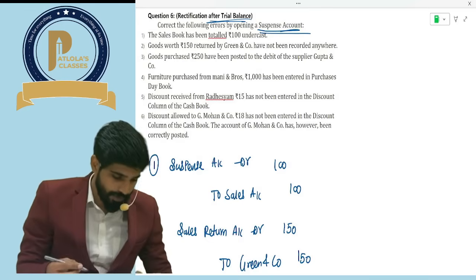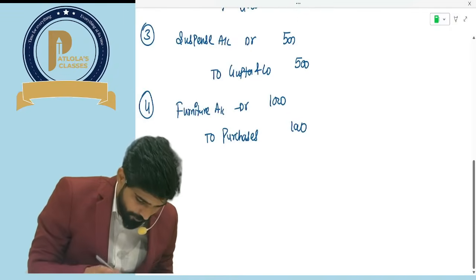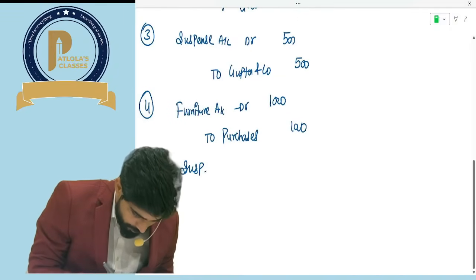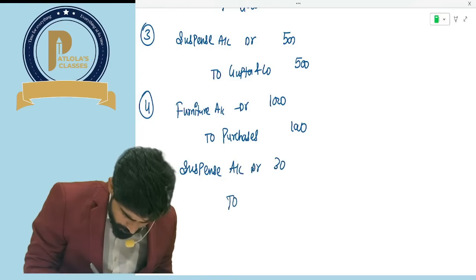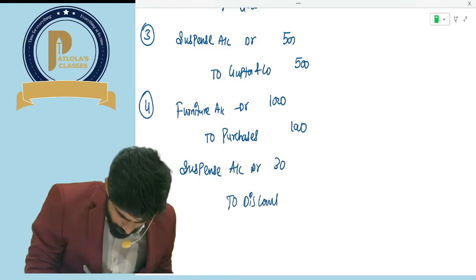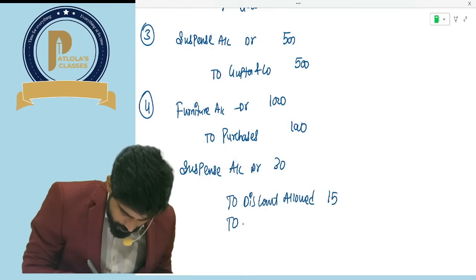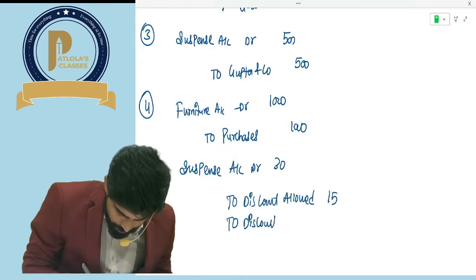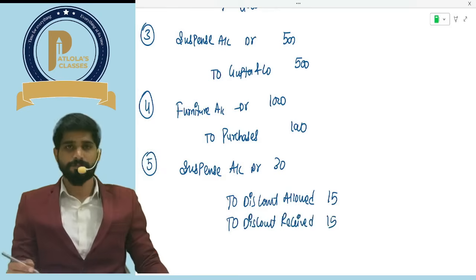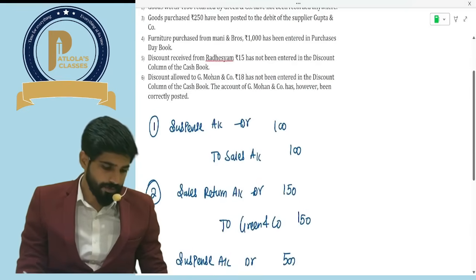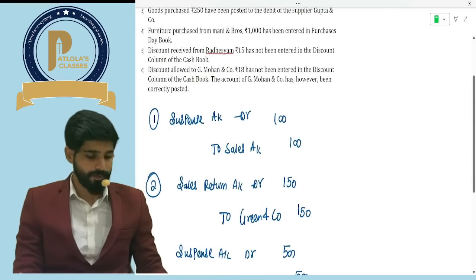So the rectification entry for the fifth one will be suspense account debit 30 to discount allowed that we need to cancel, which was by mistake debited 15, to discount received which you are actually supposed to credit, that is 15. Wonderful. Next, please come to the sixth one, the last one.